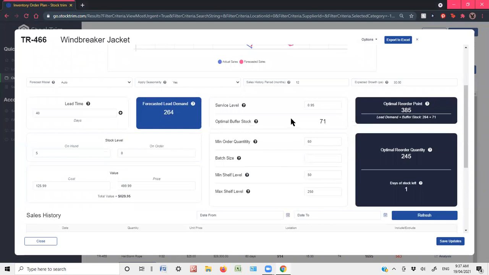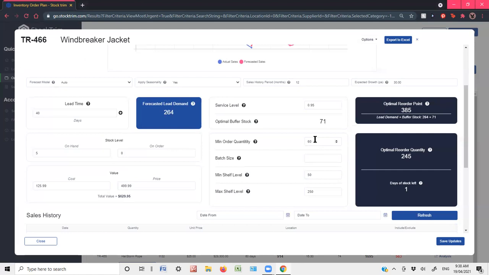Here's the rest of the background data points that we can look at here. So I've got our forecast lead time here. So this is the amount of time that it's taking to get product in from our supplier. Here's my stock on hand currently. If we had stock out, if we had a purchase order issued and there was stock due to come in, that figure would show up here. Here's our cost information and our selling price. Here's our lead demand. So this is the amount of sales that StockTrim is expecting us to make. Here's our buffer stock, which is there to handle any unexpected sales activity.